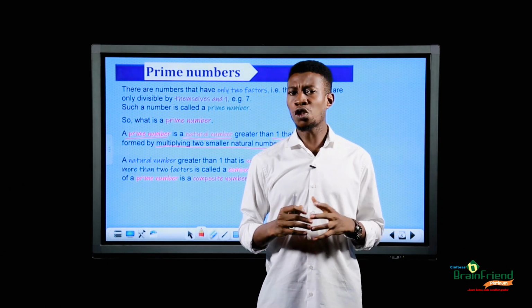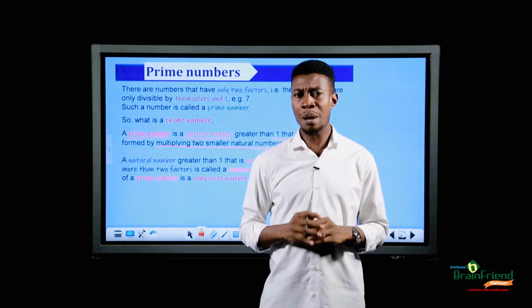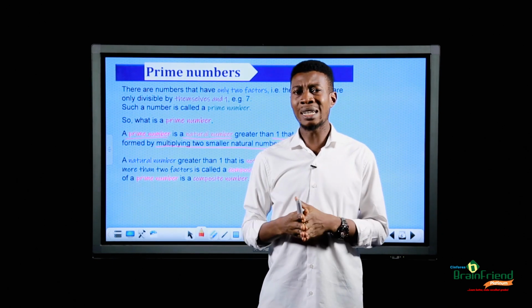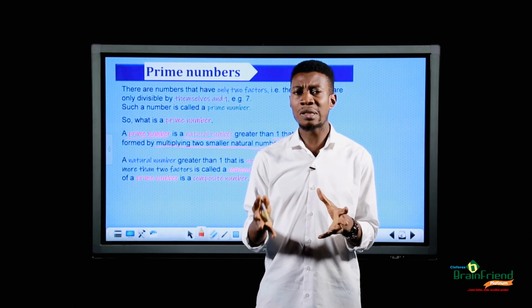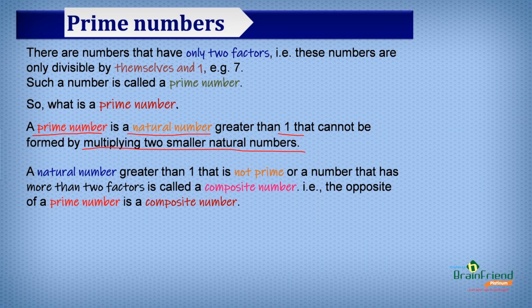Now, among these natural numbers, there are some other numbers that are not prime numbers. That is, we are talking about the opposite of prime numbers. These numbers are called composite numbers. Also note that composite numbers have more than 2 factors. So once a number has more than 2 factors, it is called a composite number.